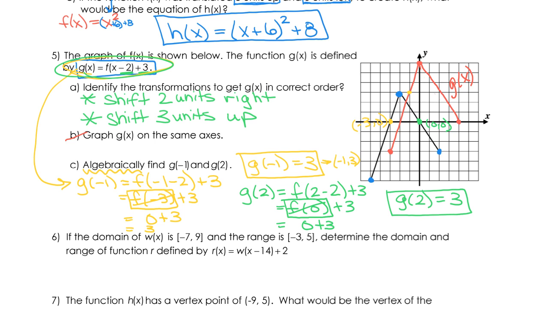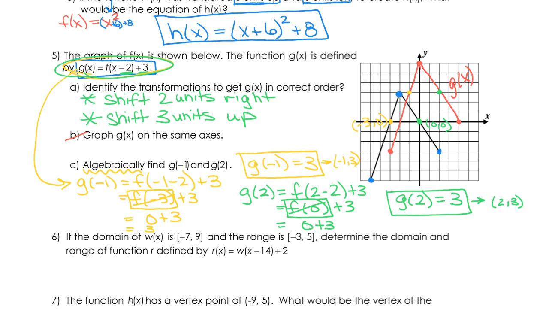And if you want, we can test it, because what we're going to look for on the g of x graph is the point 2, 3. And if it's there, chances are we're good. So positive 2, 1, 2, 3, it is. It's right there. And so I know we're good.